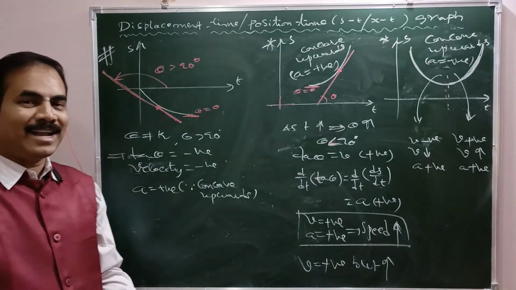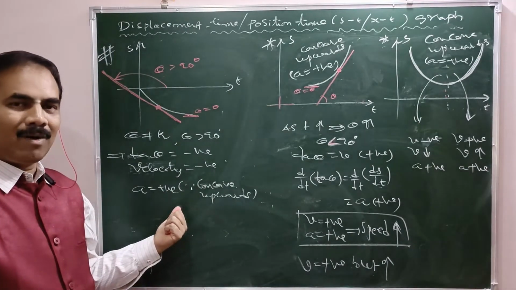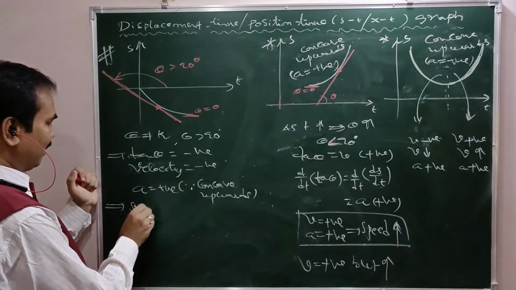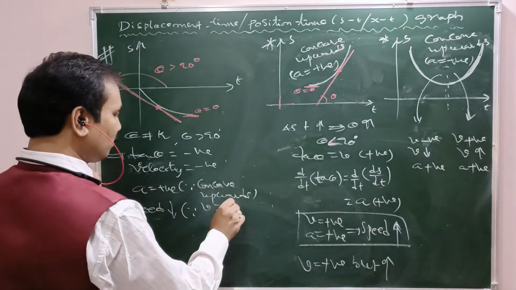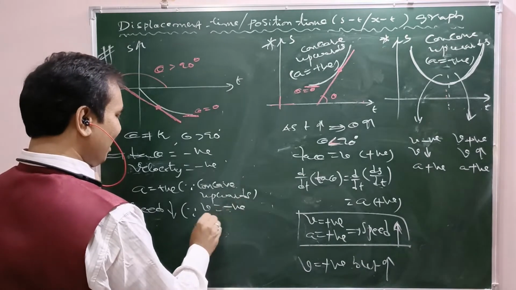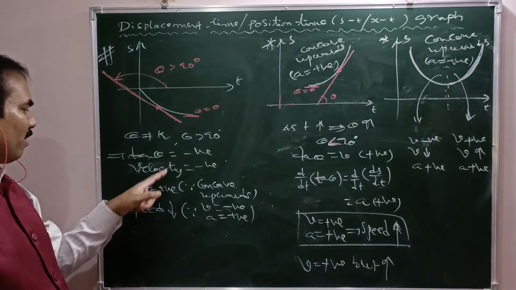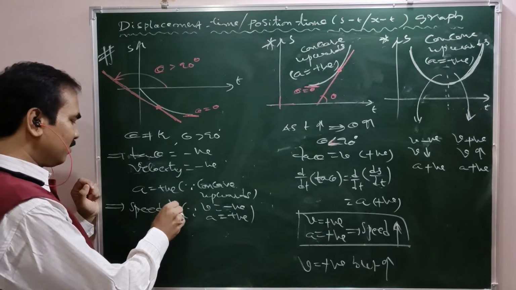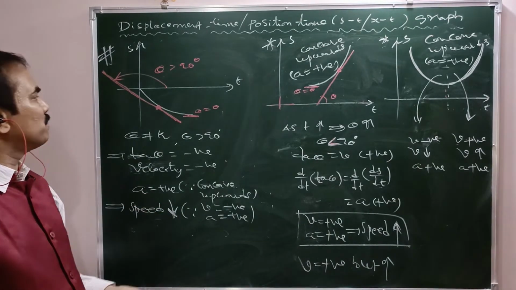What is the indication here? If both are having different signs, opposite signs, what does it represent? Speed decreasing. Implies speed decreasing. Since velocity is negative and acceleration is positive, it implies that speed is decreasing, right? Okay, speed decreasing.